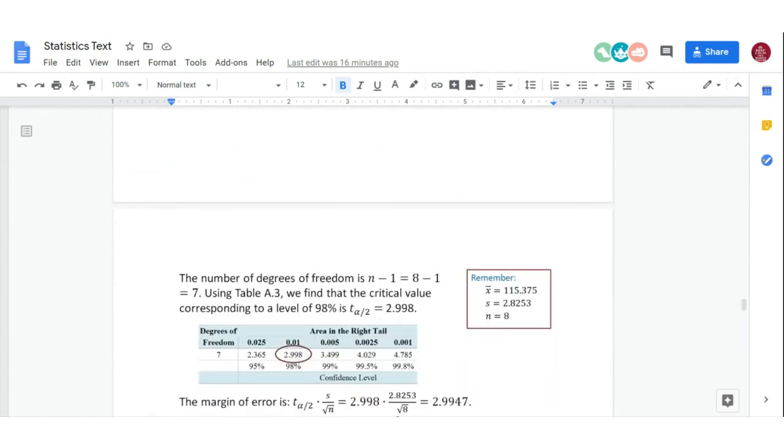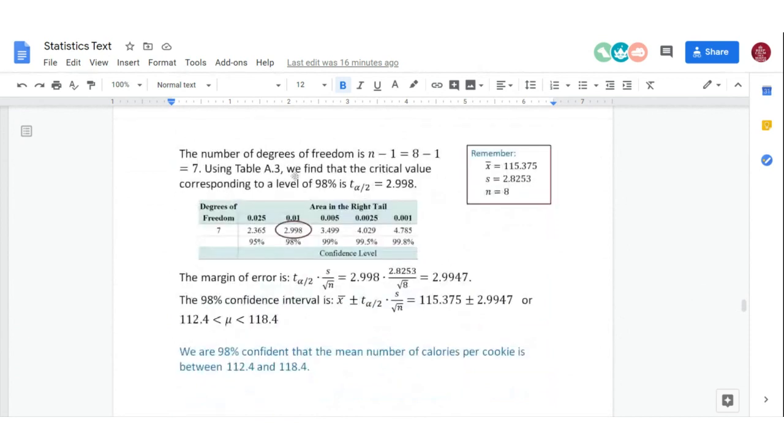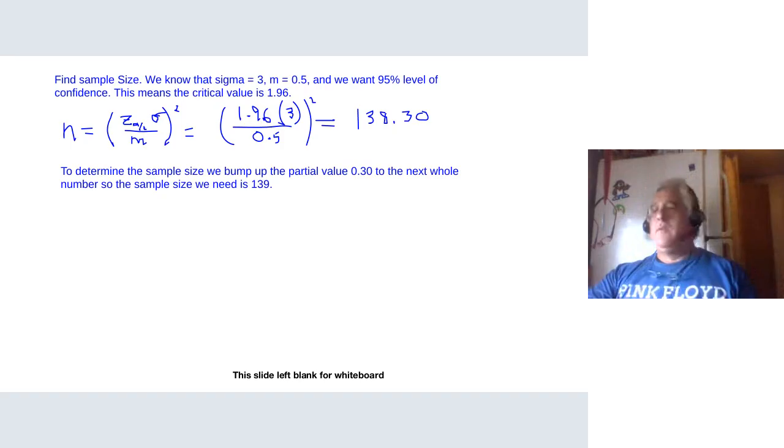All right, so here's what we do. The number of degrees of freedom is n minus 1. So there were 8 pieces of data. Subtract 1 is giving you 7. Now they show you the snippet, but I'm going to take you back up here to the full table.